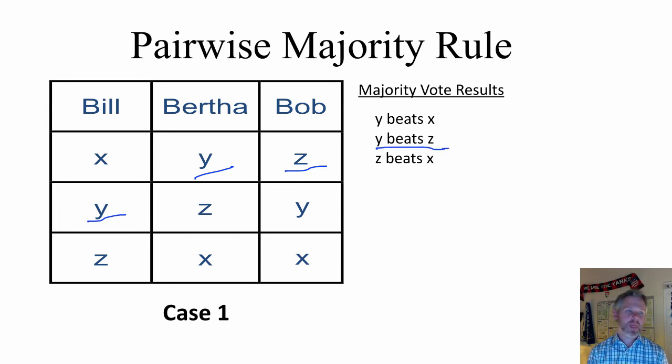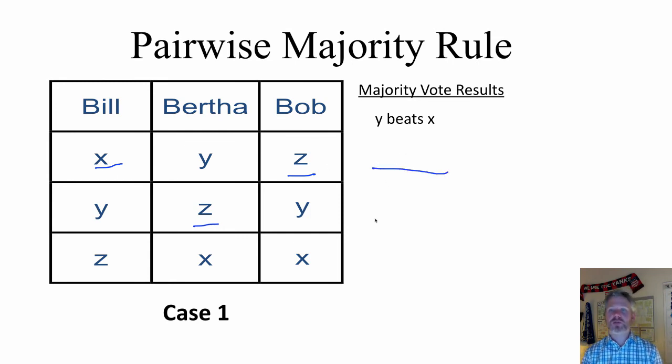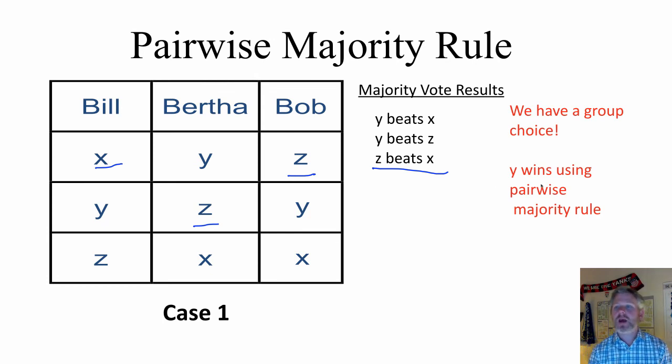All right. Now let's run Z versus X. Bill prefers X to Z. Bertha prefers Z to X. Bob prefers Z to X. So Z gets 2 votes. X gets 1 vote. So Z beats X. So here we do get a group choice. All right. Y wins using pairwise majority rule.